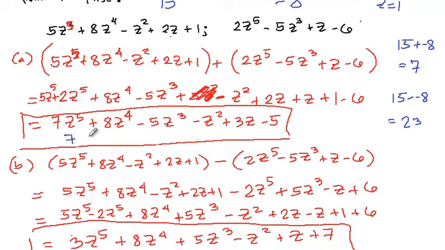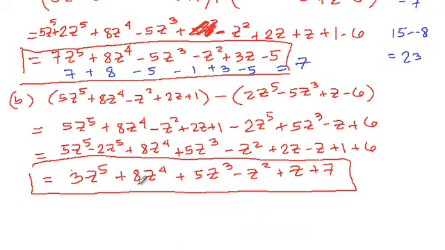This is 7 plus 8 minus 5 minus 1 plus 3 minus 5. Let's see if the answer is really 7. 7 plus 8, that's 15, minus 5, that's 10, minus 1, that's 9, plus 3, that's 12, minus 5, oh, that's 7. More or less, we're getting the correct answer. How about this one? 3 plus 8, since z is 1, z to the fifth is 1 and z to the fourth is also 1. 3 plus 8, that's 11. 11 plus 5, that's 16 minus 1, that's 15 plus 1, that's 16 plus 7, that's 23. More or less, we're getting the correct answer.